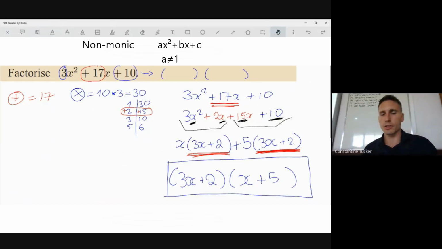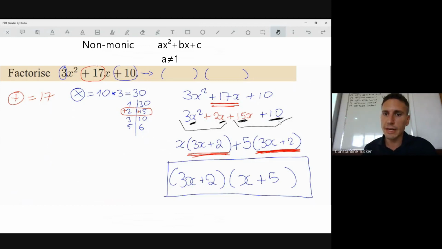Just to recap, we found two numbers that add to give us 17. Those same two numbers needed to multiply to give us 10 times 3, so the first and last number multiplied together. After we found those two numbers, 2 and 15, we split the middle term into positive 2x and positive 15x, because 2x plus 15x is 17x.